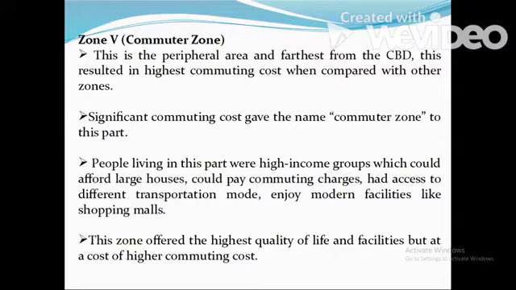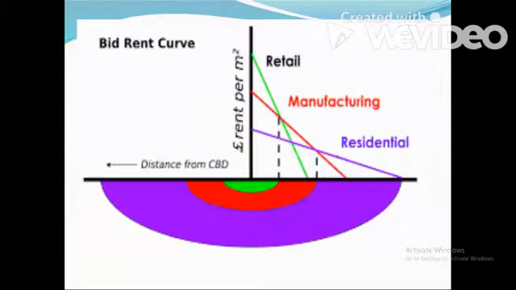And generally, very high income group people prefer to stay in this zone because over here the environmental condition is good, almost no pollution. They can afford large houses because the rent paid for land is much lower. And they can have a very good quality of life in this zone.